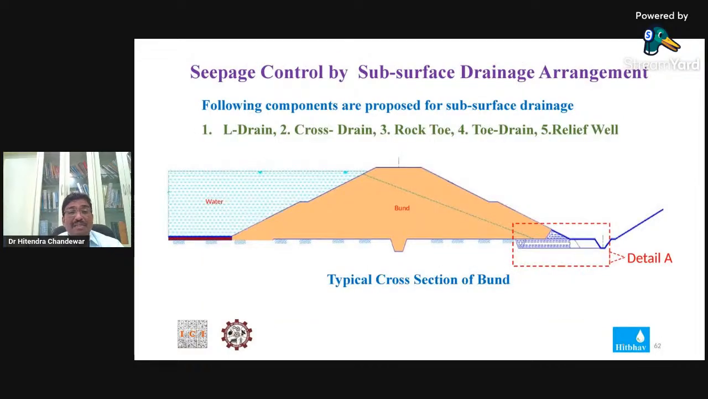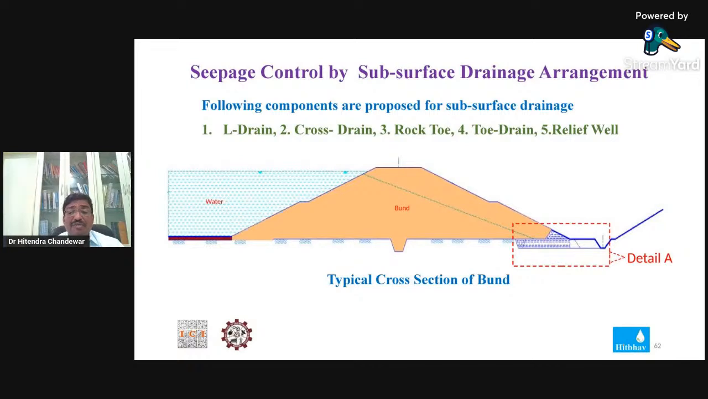Next, seepage control by subsurface drainage. When any element is subjected to water and oxygen, in due course of time you will find a seepage line. We call it the phreatic line. The gradient of the phreatic line is about 4:1. For sandy soil it ranges from 1:3 to 1:5. Normally for design purposes we take it as 1:4. This is the phreatic line.